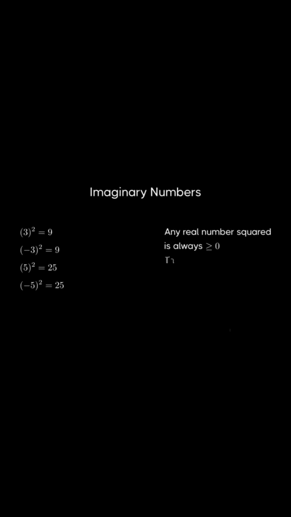This reveals a fundamental property. Any real number squared is always greater than or equal to 0. It can never be negative. This creates a dilemma for our equation x squared equals negative 1. Within the realm of real numbers, this equation simply has no solution. We've reached a limitation of our number system.